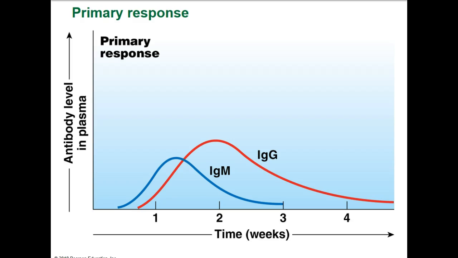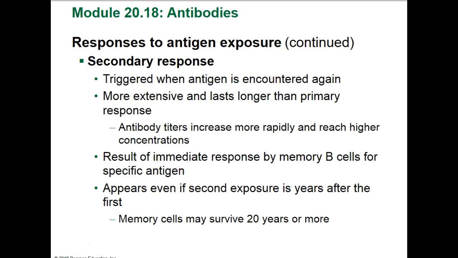So as we were saying earlier, IgM is the first antibody that's produced, and then IgG takes over. Again, notice the time lapse there. It does take a while to reach that maximum response. Now, secondary response, triggered when the antigen is encountered again. More extensive, it lasts longer than primary response, your antibody titer increases very quickly. It reaches higher concentrations.